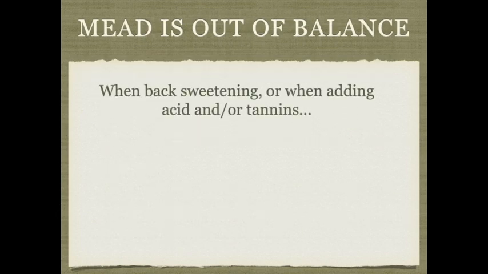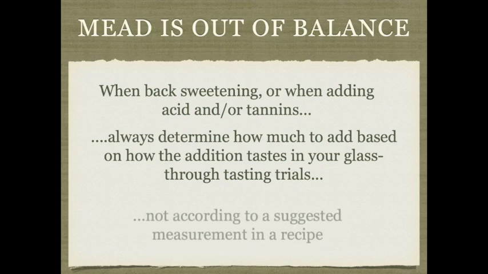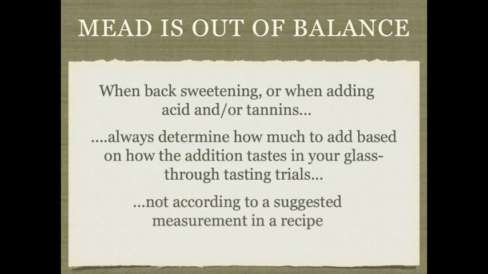So basically, when back sweetening or adding tannins or acids, you always determine how much to add based on how it tastes in your glass through tasting trials, and never according to a suggested measurement in a recipe. I can't stress this enough. We judge a lot of meads in competitions that are out of balance, and most of them could have been fixed or prevented if the mead maker simply tasted them and adjusted them prior to putting them in the bottle.